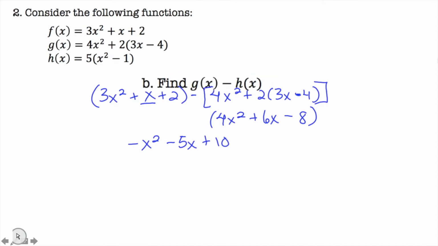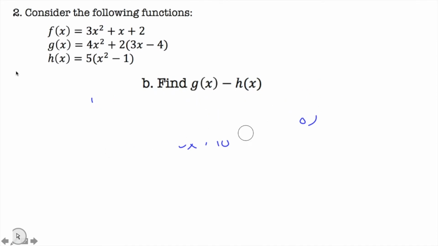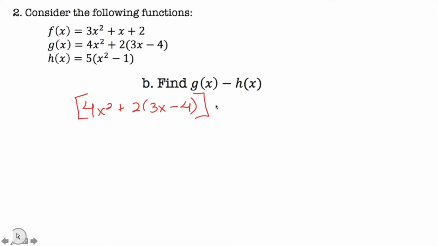For B, you're going to subtract g of x and h of x. So we have 4x squared plus 2 times 3x minus 4, all being subtracted from 5 parentheses x squared minus 1. Oh, we got brackets again.